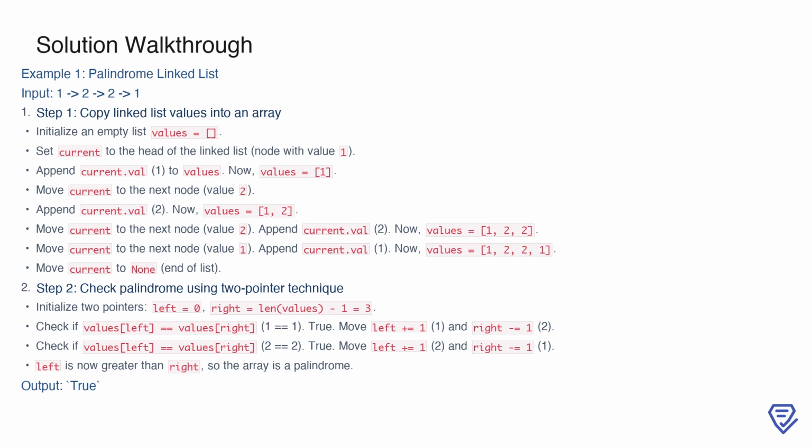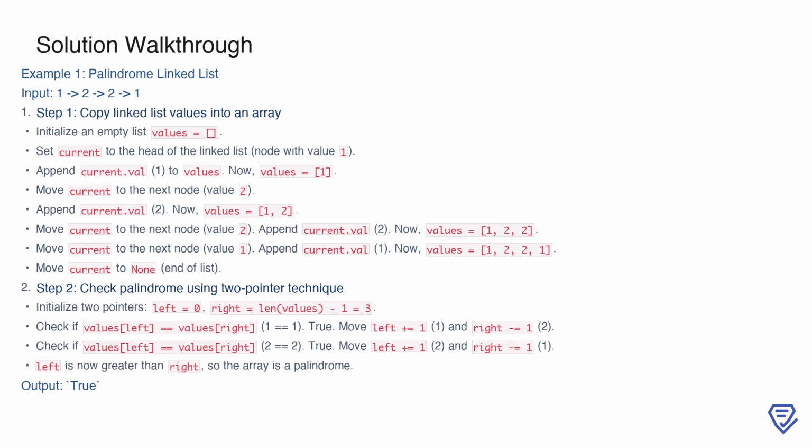Once we reach the end of the list and current becomes none, we proceed to check if the array is a palindrome. Using a two-pointer approach, we initialize left at the start of the array and right at the end. We compare values[left] and values[right].